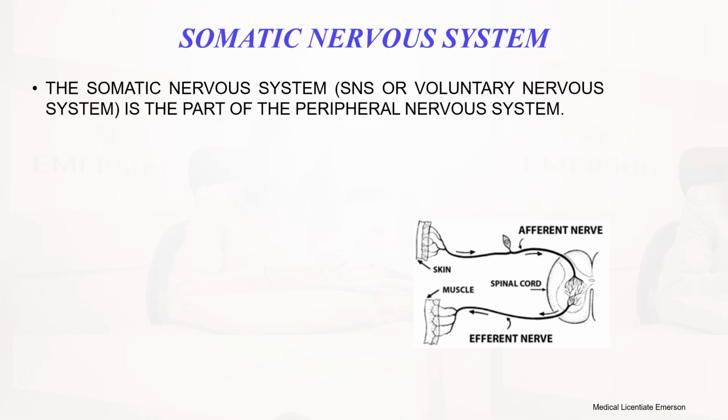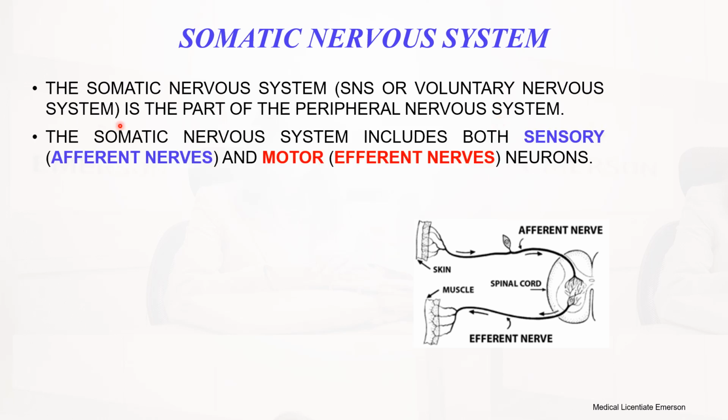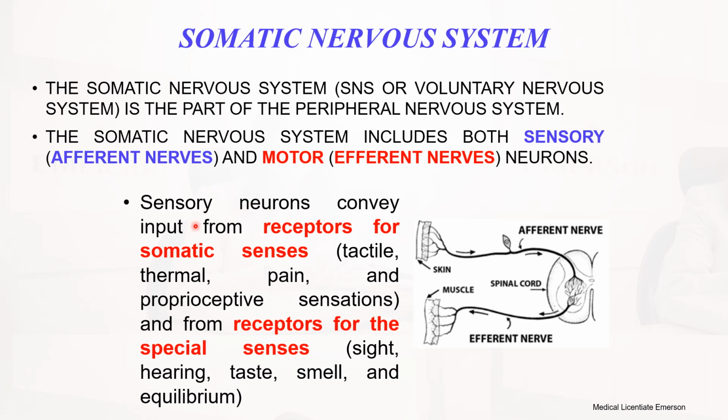Then let's also just talk about the somatic. So the somatic nervous system, or SNS, or the voluntary nervous system, is the part of the peripheral nervous system, and the somatic nervous system includes both the sensory, which is the afferent nerves, and the motor, which are the efferent nerves, the motor neurons. Then the sensory neurons convey input from receptors for somatic senses, tactile, thermal, pain, and proprioceptive sensations, and from receptors for the spatial senses. You also have sight, hearing, taste, smell, and equilibrium.